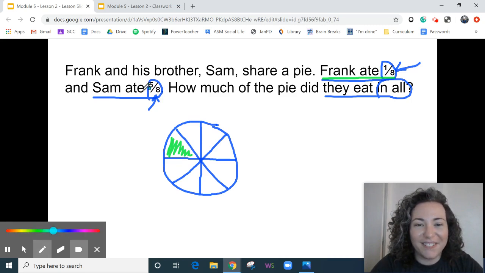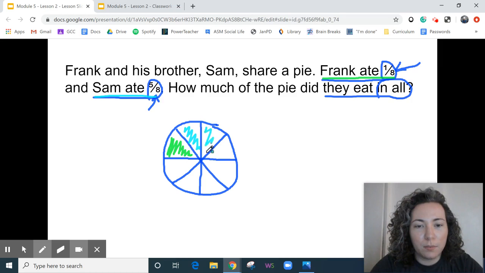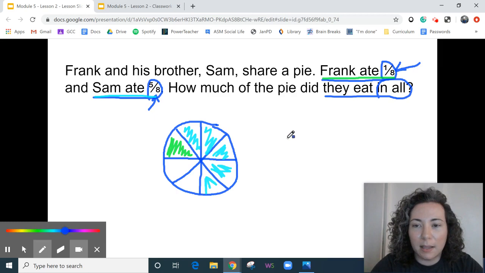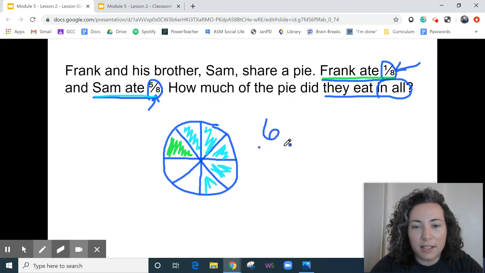1, 2, 3, 4, and 5. So now, again, I'm returning to my question to see what it was asking me to look for. How much of the pie did they eat in all? Well, I know I have these 5/8 and then another one, 6/8. So altogether, they ate 6/8. I'm going to write together because they ate 6/8 together. Okay, so 6/8 of the pie together.